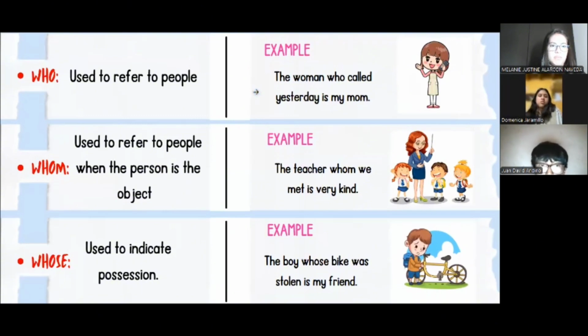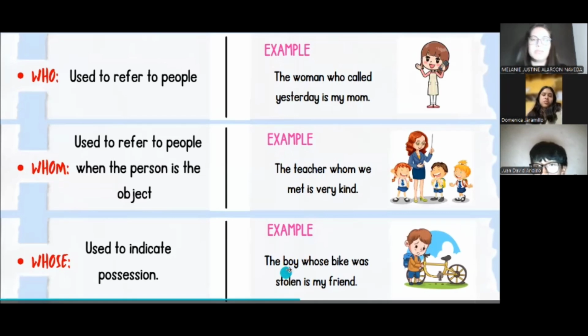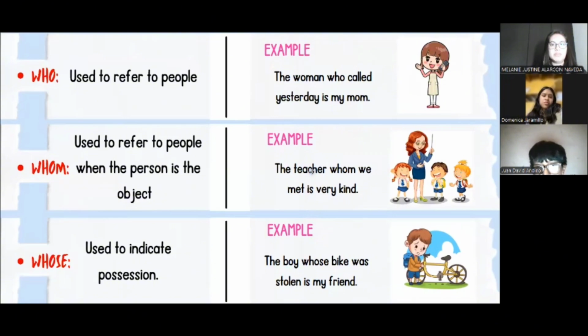Whom is used to refer to people when the person is the object. Example: the teacher whom we met is very kind. Whose is used to indicate possession. Example: the boy whose bike was stolen is my friend.